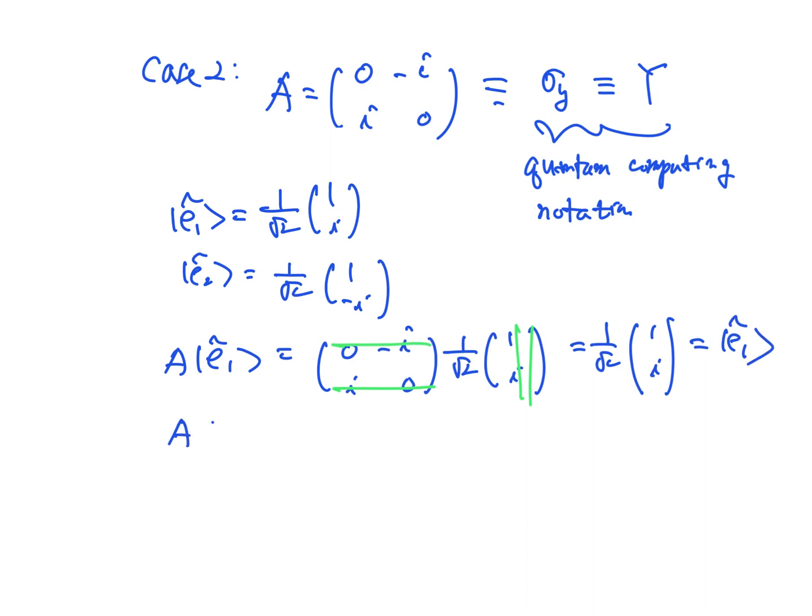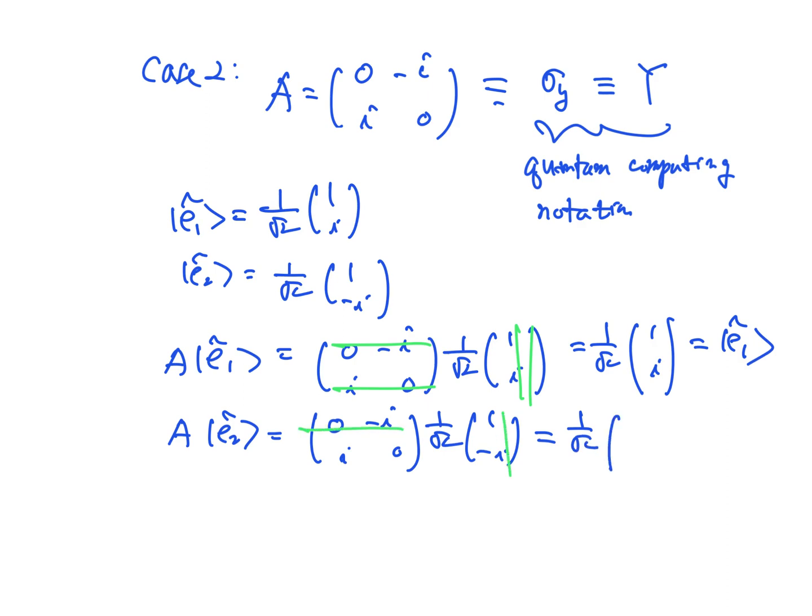How about A E2 tilde? [0, -i; i, 0] times [1, -i]. This and this gives minus 1, this and this gives i. That is minus E2 tilde. So again, we have lambda 1 equal to 1 and lambda 2 equal to minus 1.